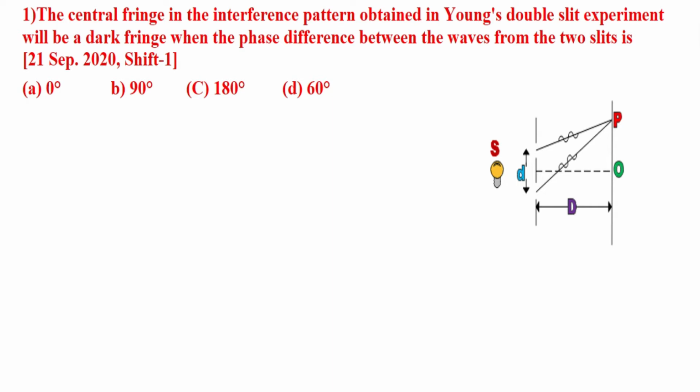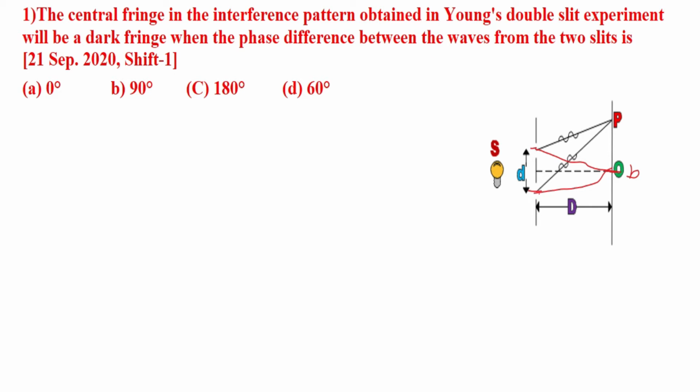He told that generally, in Young's double slit arrangement you have two slits, slit 1 and slit 2. Generally the central fringe will be bright. Why will the central fringe be bright? Because the distance from this point to this point will be equal to the distance from this point to this point.